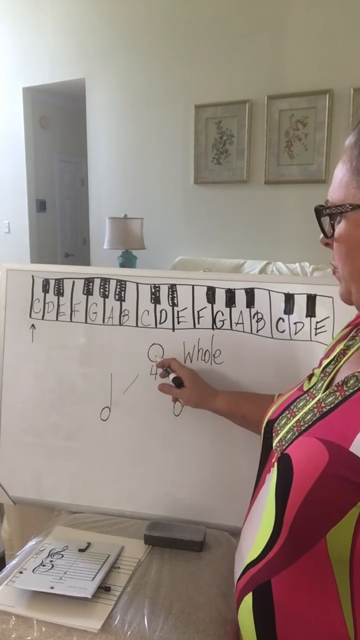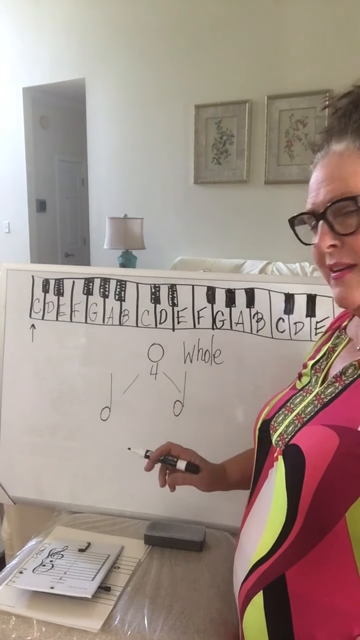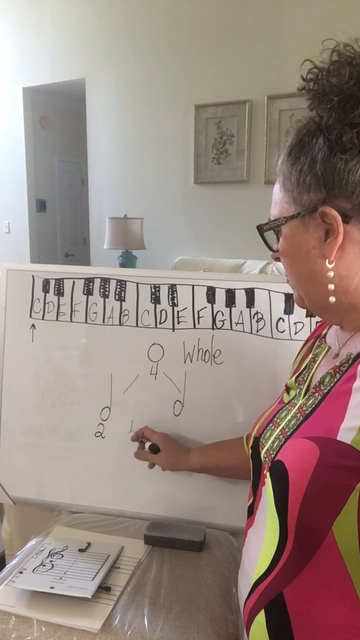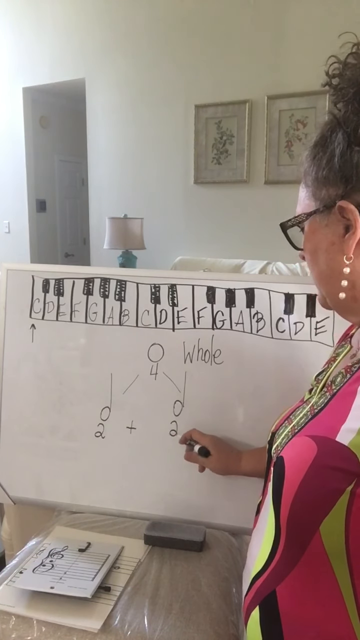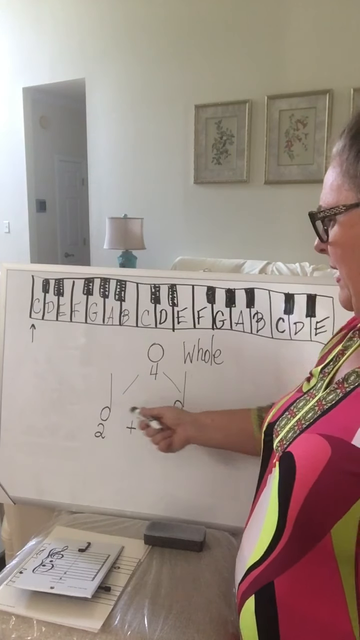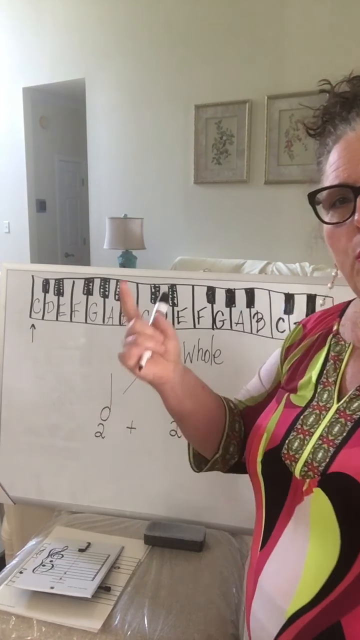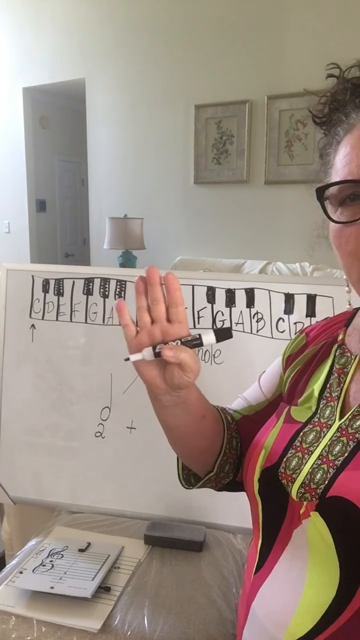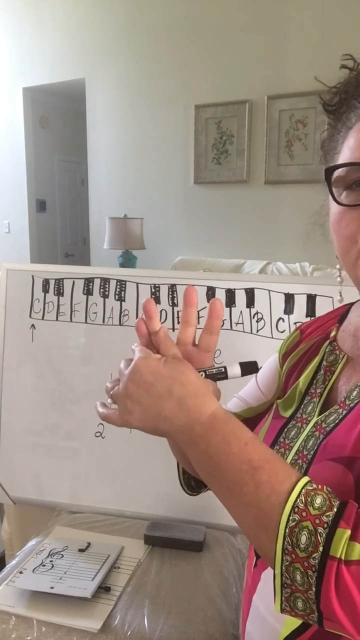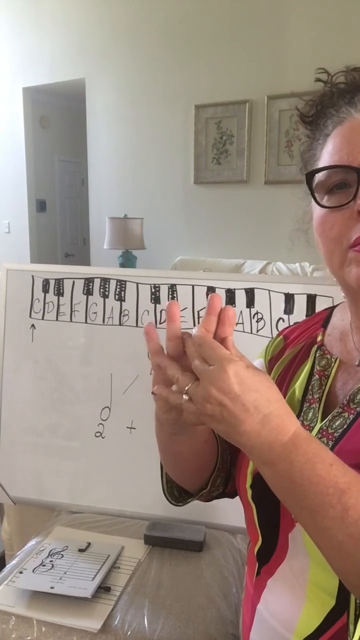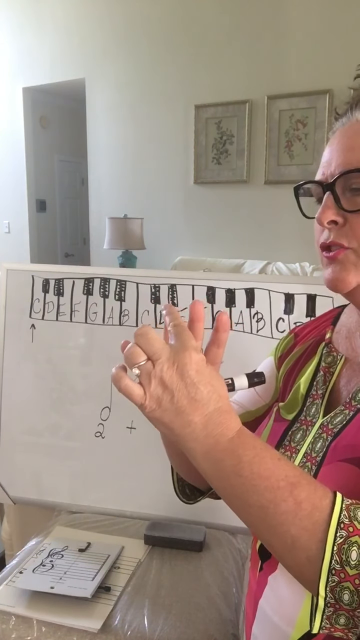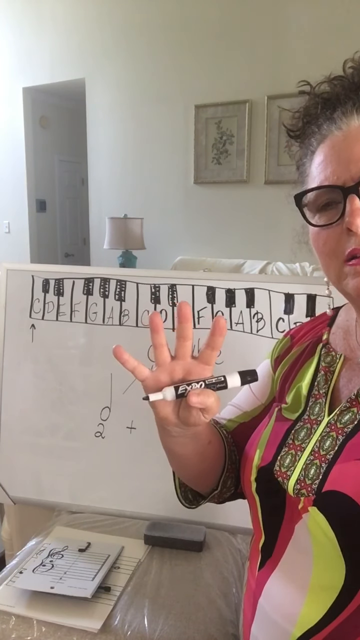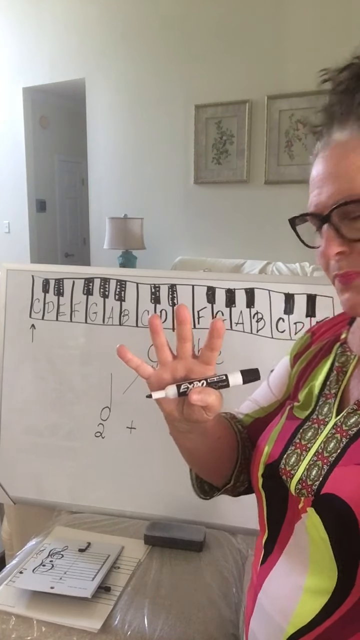So if the whole note is worth 4 and we divide it into half, we're going to have a half note here worth 2 plus 2. And that's the same amount of time as a whole note. 1, 2, 3, 4 beats for the whole note. And when you do half, it's 2 here and 2 here. So that's 1, 2, 3, 4. Still 4 beats, but written as 2 half notes.